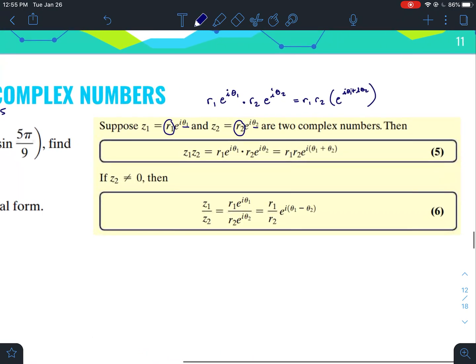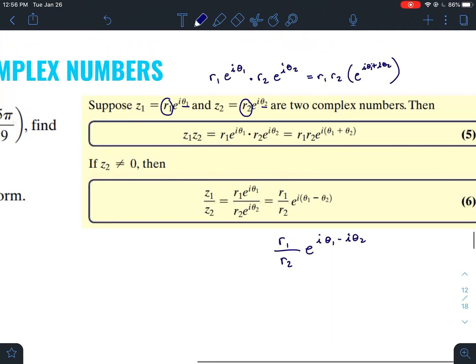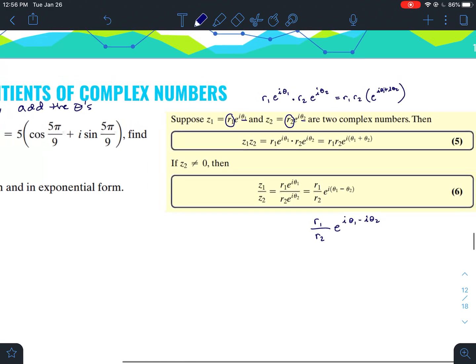If you are dividing two complex numbers, you divide the radii. So we would divide, and then remember when you have two terms with the same base and you're dividing, you subtract the exponents. So it would be r1 over r2, and then it would be e to the i theta 1 minus i theta 2. So you would subtract the exponents by the rules of exponents.